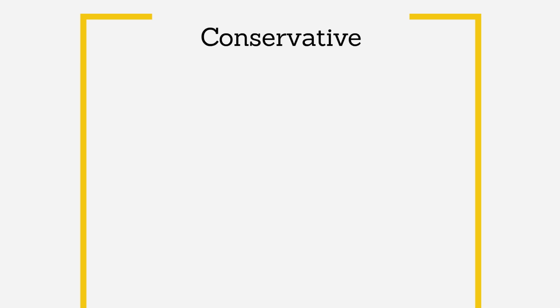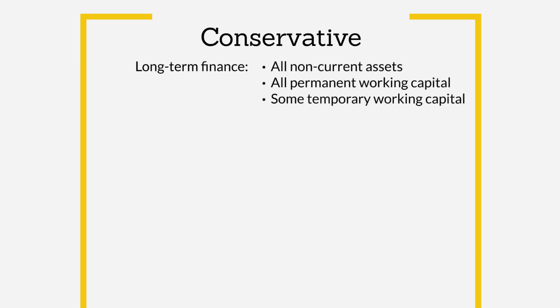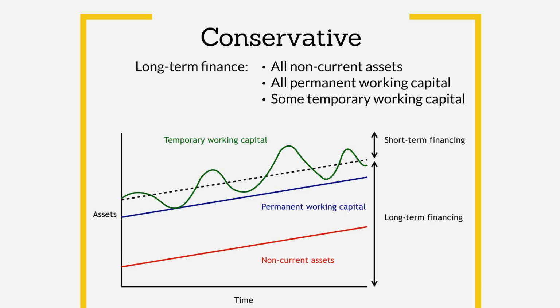In a conservative approach then, the long-term finance will be used to finance all non-current assets, all permanent working capital, and some temporary working capital. Short-term finance then will finance the remainder of the temporary working capital that is not covered by the long-term finance. And we can visualize this using this chart.